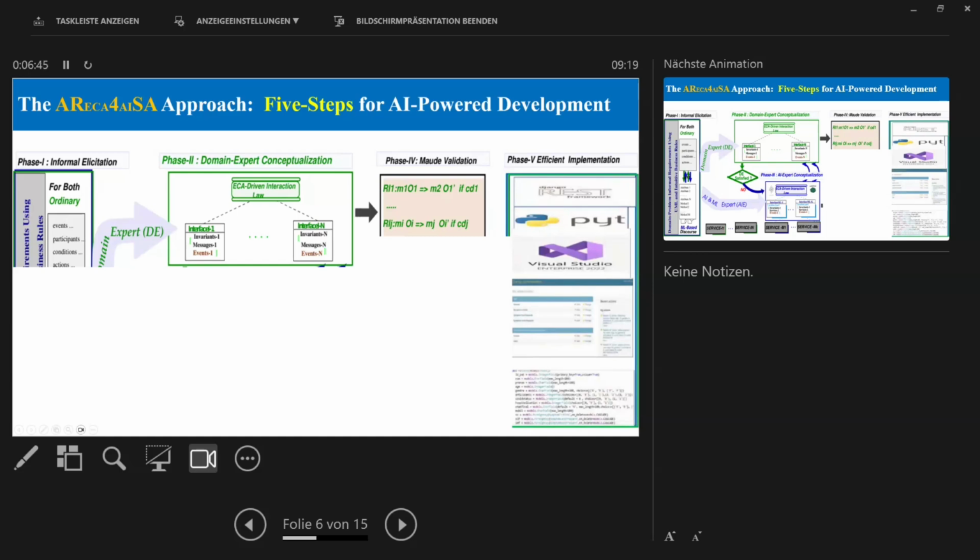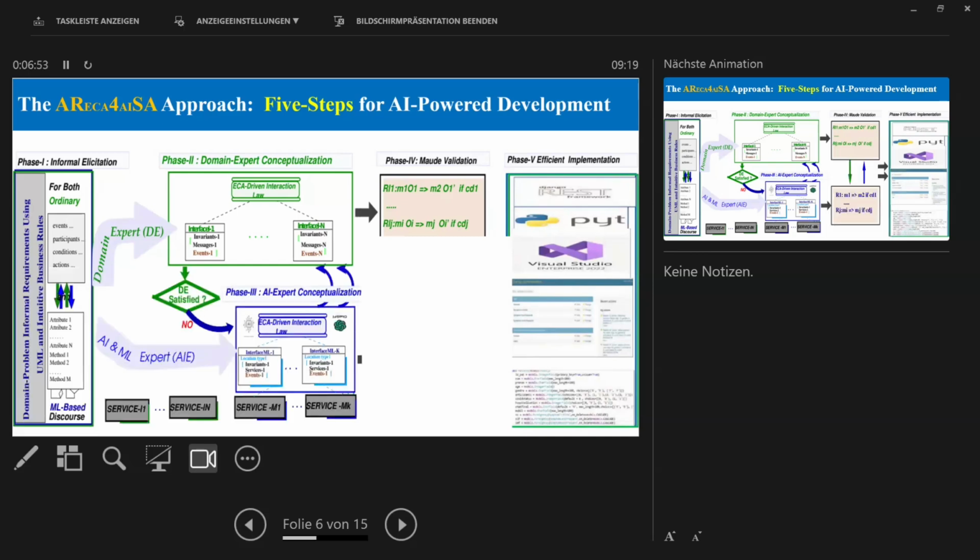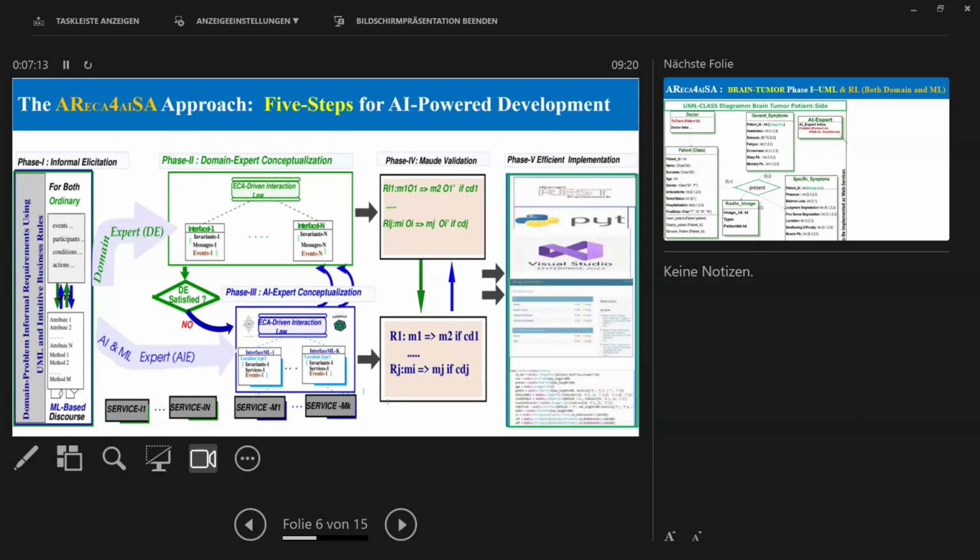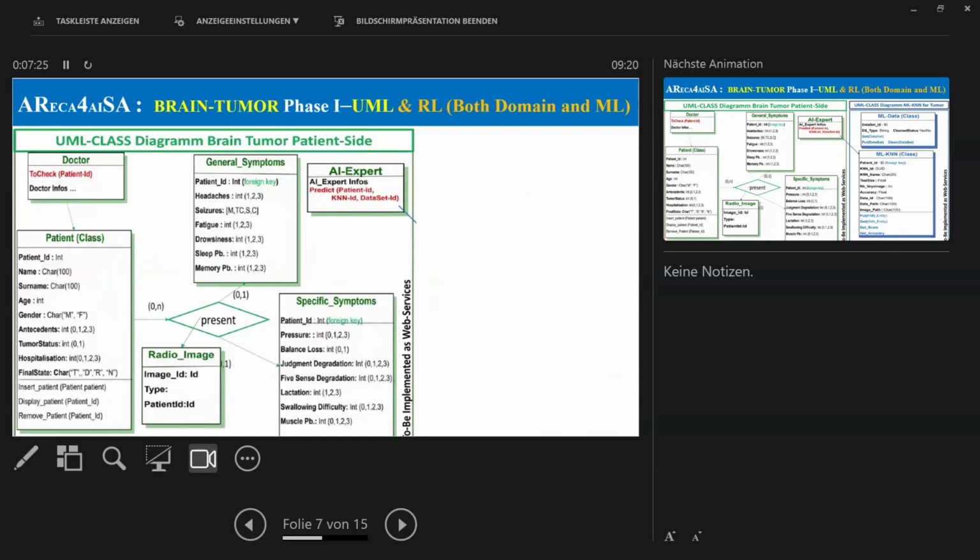But in reality, for instance for our brain tumor application, there is a case where the doctor or the medical staff could not resolve the problem. Then they have to resort to software engineers. If it is impossible to resolve the problem with usual rules, then we have to resort to machine learning, in the same architectural way, so compatible with the domain-based one. Then we validate them and do the efficient implementation. All these steps will now be illustrated with our brain tumor case.